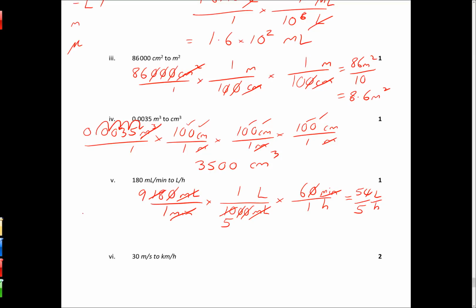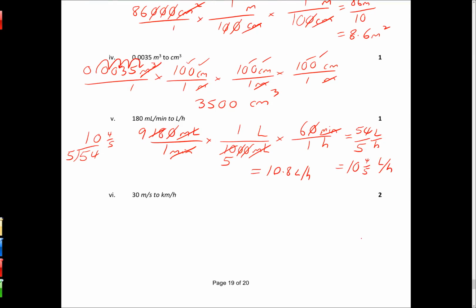We can do that. What's 54 on 5? Well, 5s out of 5 goes once. 5s out of 4 doesn't happen. So I've got 4/5 left. So I could call it 10 and 4/5 litres per hour. I could also have called it 10.8 litres per hour. Because 4/5 and 8/10 is the same thing. Yeah, whichever way you went.